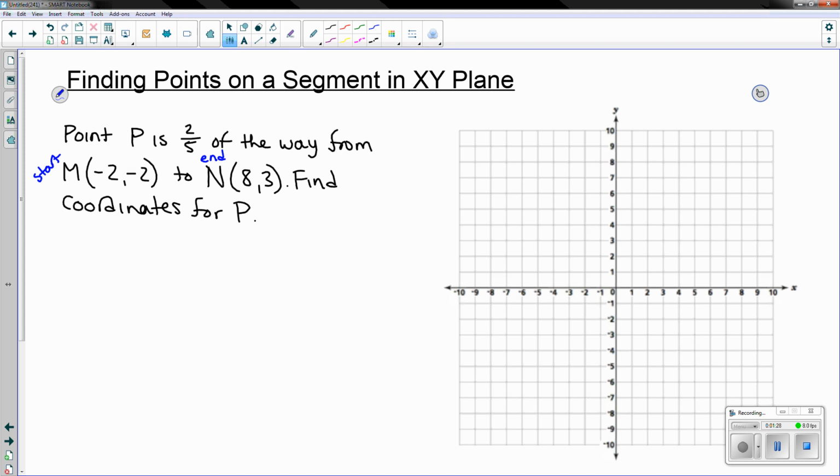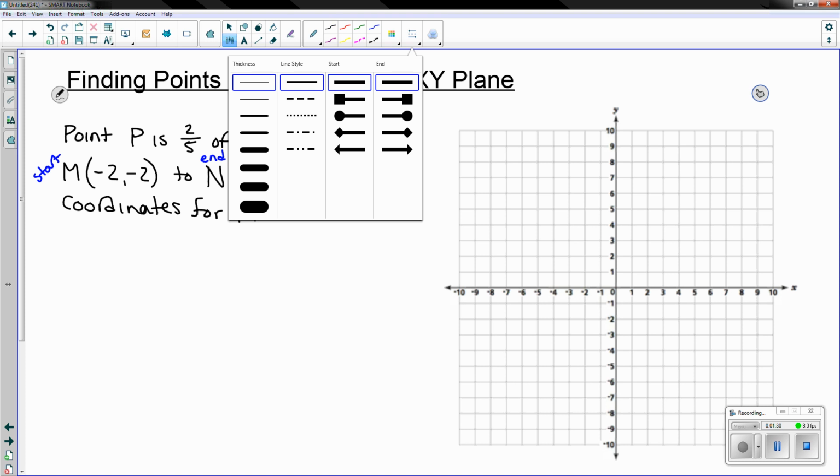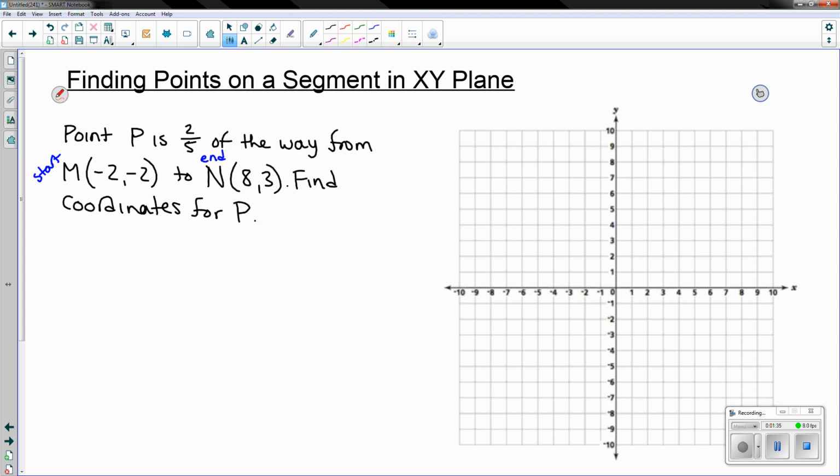Now, anytime we have problems in our coordinate grid, it's always helpful to plot these points to get an idea of where they're located and ultimately ballpark where we think our point should be that we're trying to find. So -2, there's our M. And then we have 8, 3 for N. Now we want to go 2/5 of the way. So somewhere in this region, we should expect to find our result.